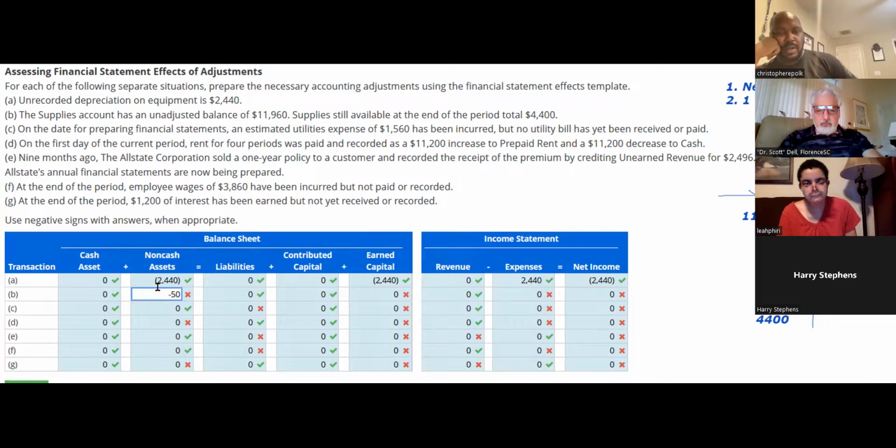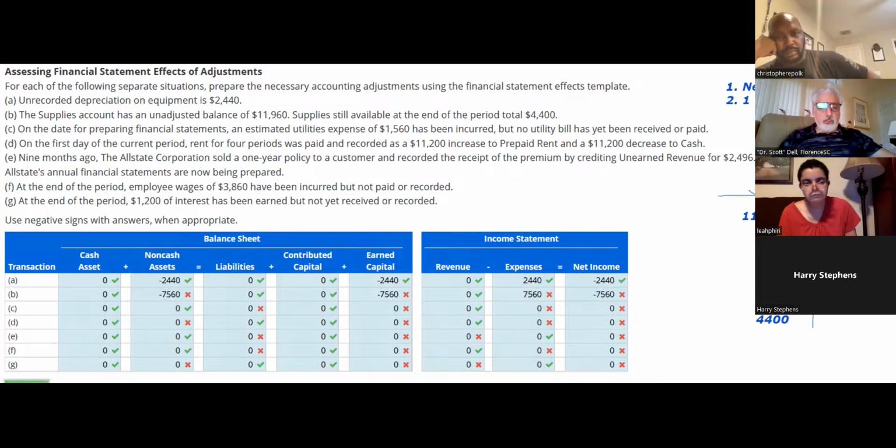Negative 7,560. And the X is 0. And where's the other side of this going? That'd be an expense. One balance sheet account, one income statement account. An expense of 7,560. Supplies expense, you bet. It's negative net income of 7,560 and negative earned capital of 7,560. Good answers. Life is good.